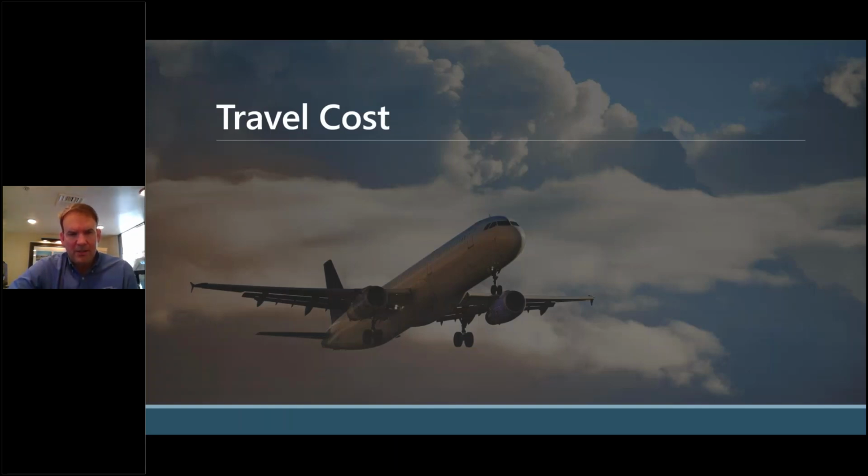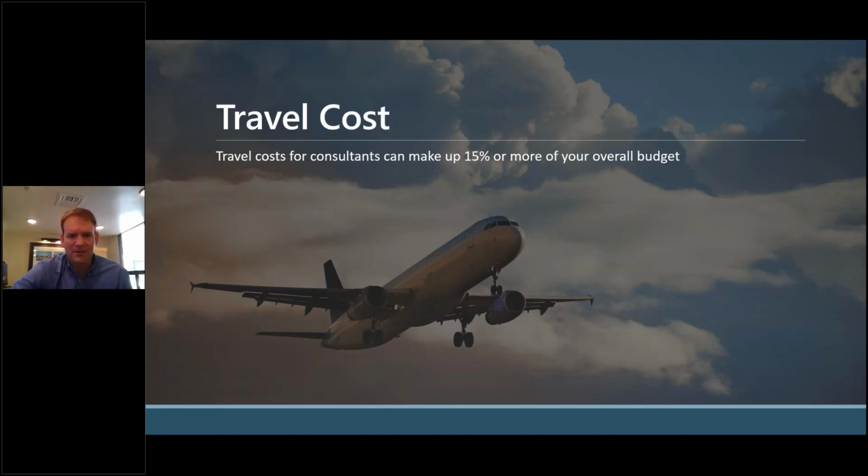So one of the other big costs that can come up, and I mentioned a little bit last time when I talked about should you do remote or should you do on-site, one of the things to be thinking about is your travel costs. Travel costs can make up like 15% of your overall budget from just the cost of implementation consultants traveling back and forth on site.